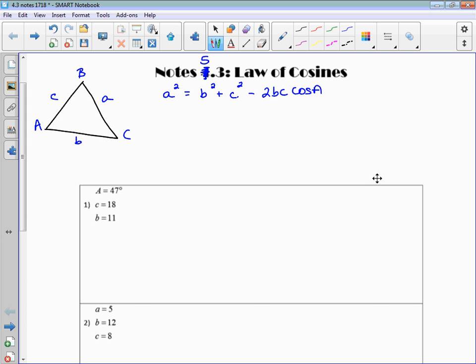With your formula, you notice how little a over here matches angle A on this side, and then in the middle it's the other two letters. So let's see if you can figure it out. What if I start with b squared on the left? What do you think that's going to equal?